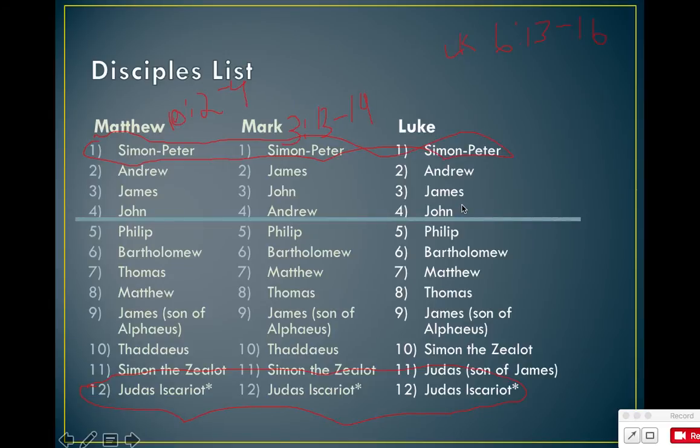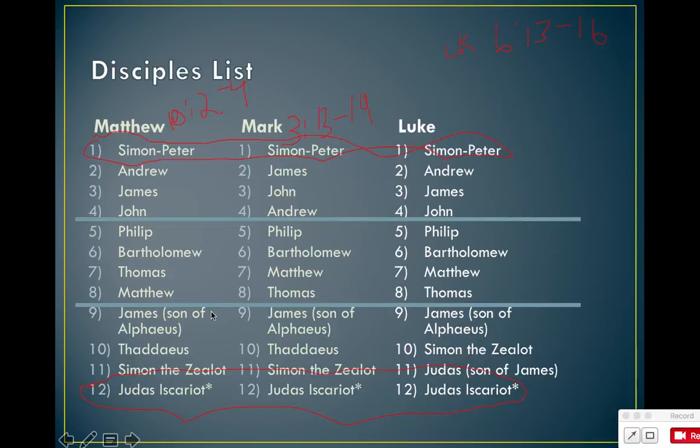You might also notice then that the second group, again, is always the same, not necessarily in the same order, always starting with Philip. Philip, Bartholomew, Thomas, Matthew. Philip, Bartholomew, Matthew, Thomas.